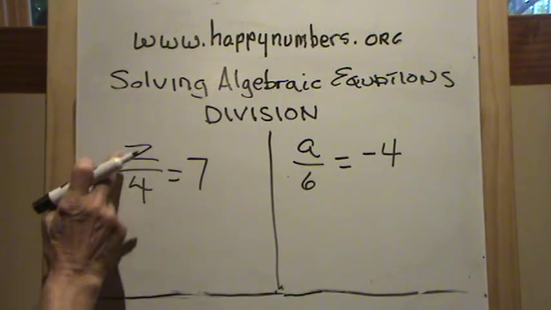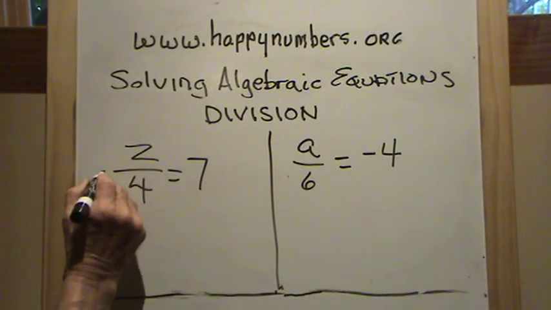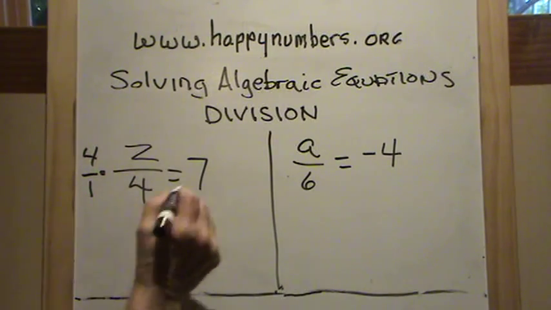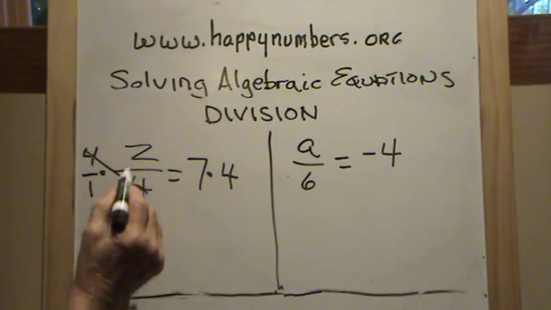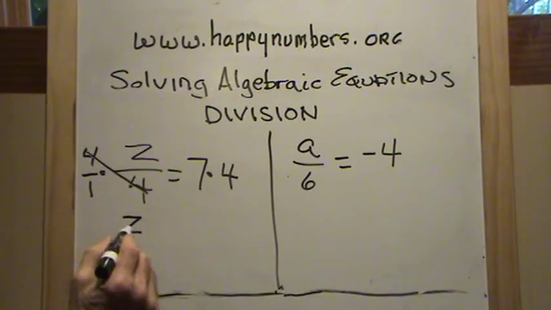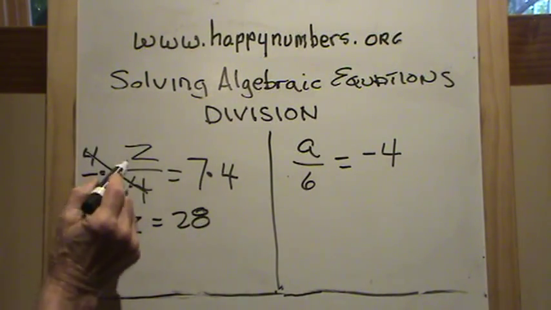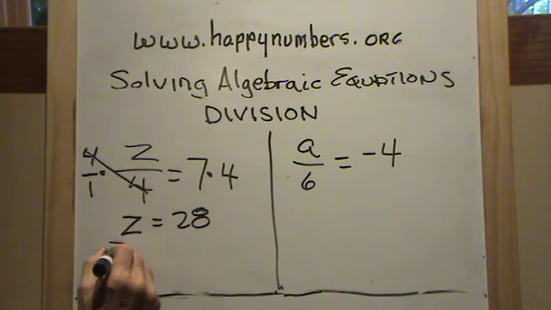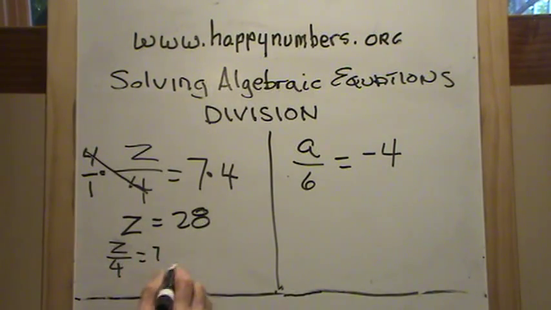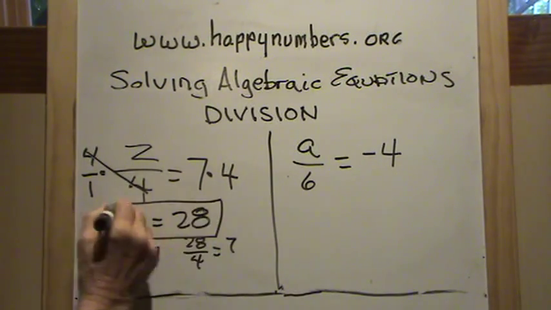z divided by 4. Well, I have to isolate z by itself. And since this relationship is division, I'll multiply by 4 over 1, and then I have to multiply this side by 4. My 4's cancel out, so I get 1z, or z. We don't write the 1 when it's just z equals 4 times 7, which is 28. If I go back to my initial equation, z divided by 4 equals 7. If I substitute 28 for z, 28 divided by 4 does equal 7. So our answer is correct.